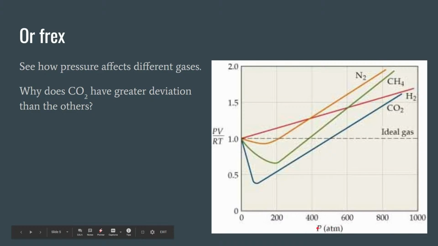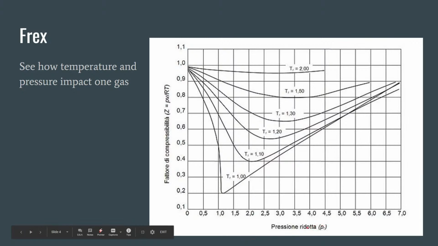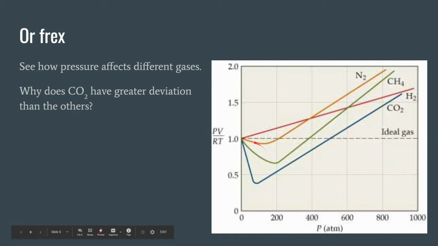Notice that the pressure here, they actually listed in atmospheres, and it's 200, 400, 600. These are very high pressures we're talking about. That's why they went ahead and did a normalized sort of thing. So these are not atmospheres down here on the bottom. Then we have CO2, where the compressibility, Z, goes down and then comes back up over here on the right. Then similarly, methane and nitrogen.